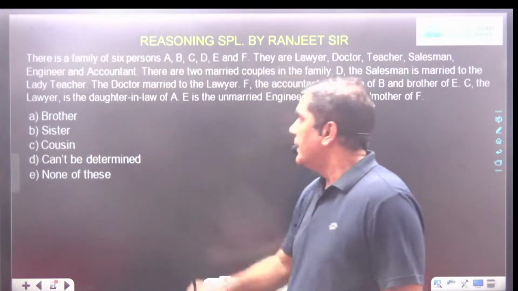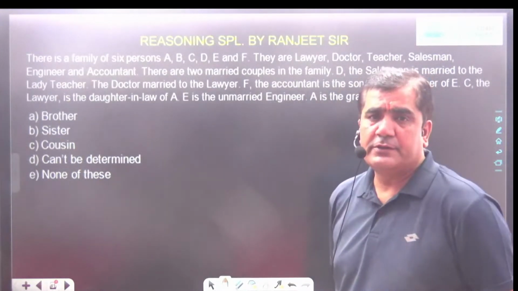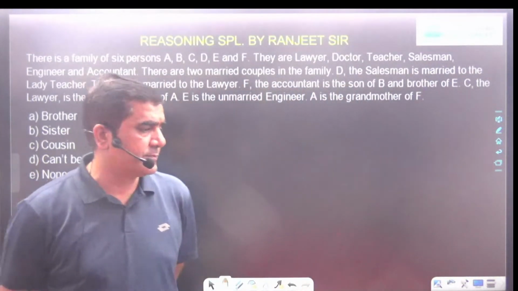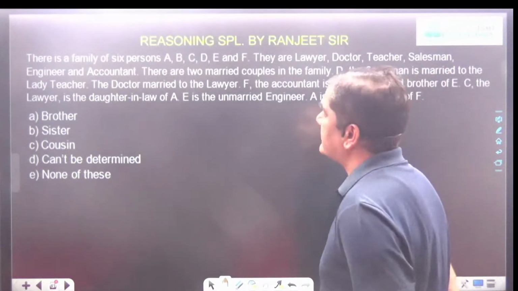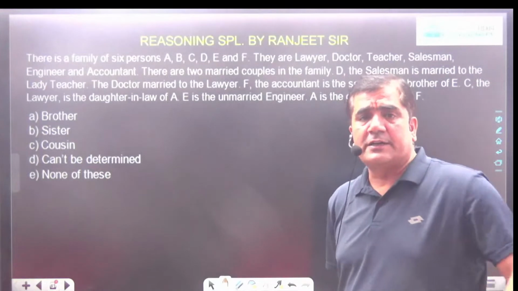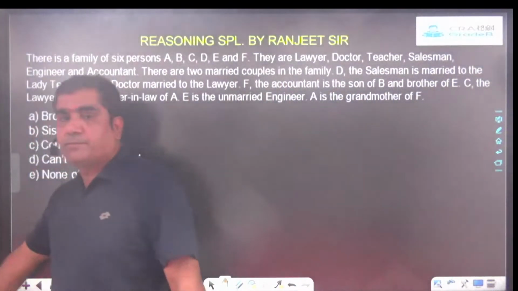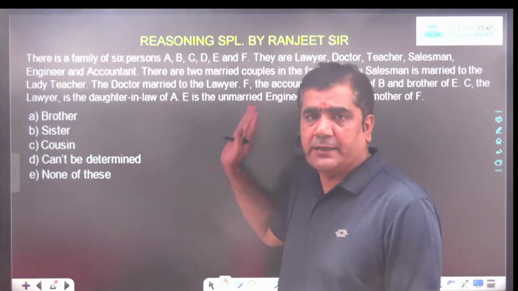See, here they are saying there is a family of 6 persons A, B, C, D, E and F. So they are talking about 6 persons A, B, C, D, E and F. Now they are saying they are lawyer, doctor, teacher, salesman, engineer and accountant. So 6 persons will have 6 different professions. So they have given 6 persons with 6 different professions. I think now this board is clear.